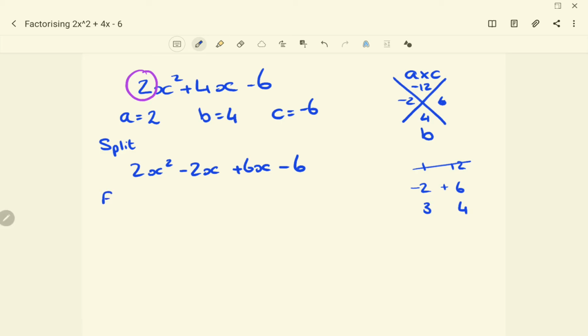So the next step is to factorize. And we take the first half of our information and we factorize that first half. So the highest common factor of 2x squared and 2x, well, they've both got a 2, and they've both got an x. And our bracket is then going to be x minus 1.